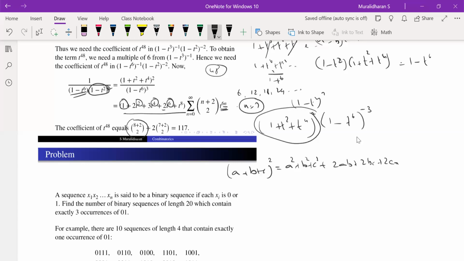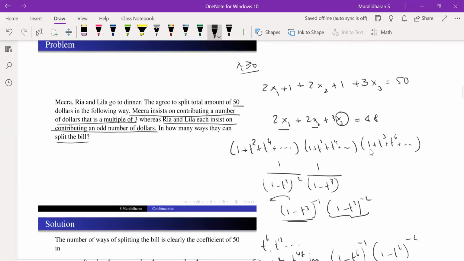So t power 42 means what? This is 7 plus 2c2. So I have 8 plus 2c2 plus 2 into 7 plus 2c2. This is 10c2 plus 2 into 9c2. So I think it's correct. Let me check. 10 into 9 by 1 into 2 is 45, and 2 times 9 into 8 by 1 into 2 is 36, so 72. So 72 plus 45 is 117. So that's okay.